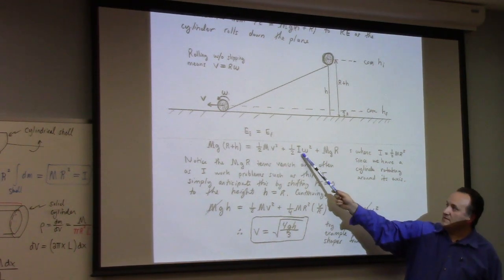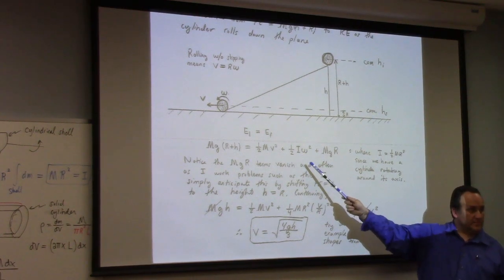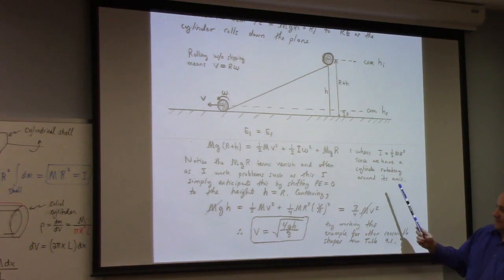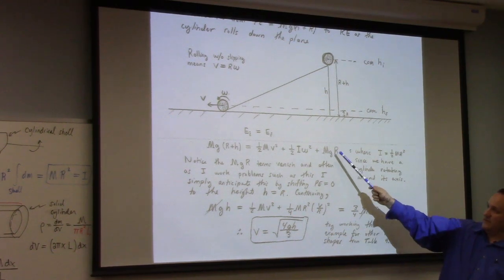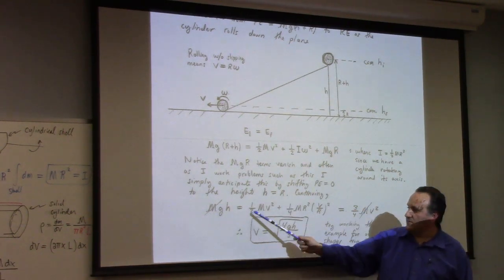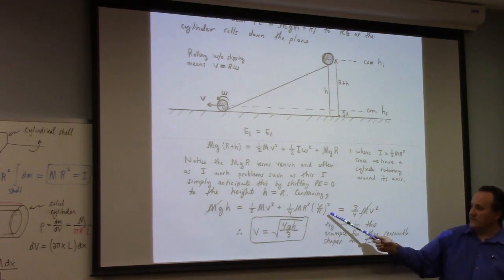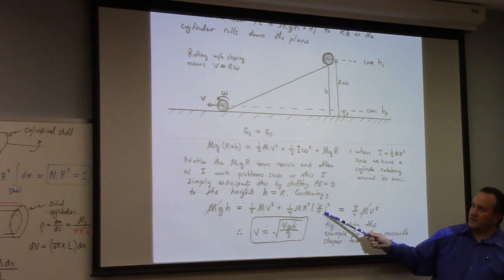We worked out today that this I is what? 1/2 mr squared, right? 1/2 mr squared. So I put that in down here. 1/2 times 1/2 is a quarter. And notice that the mgr terms cancel, so you just get mgh. It's 1/2 mv squared plus 1/4 m r squared times... see how, why is there a v over r here?